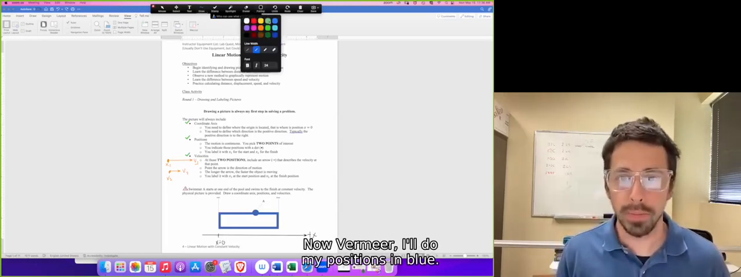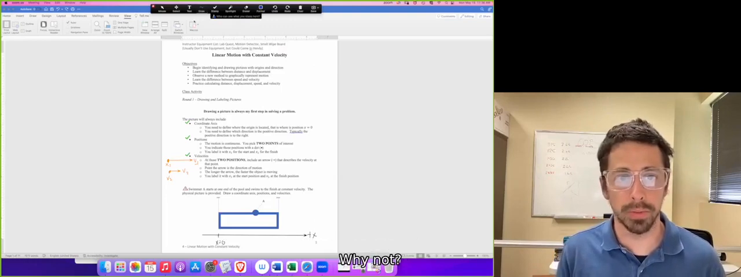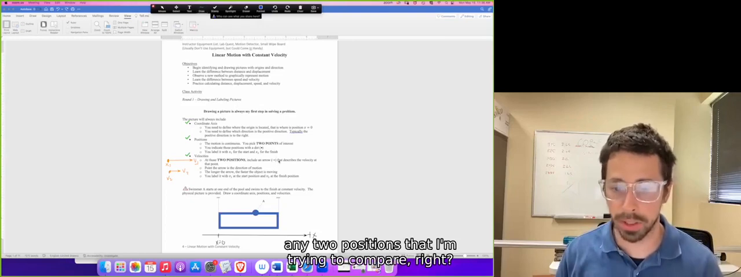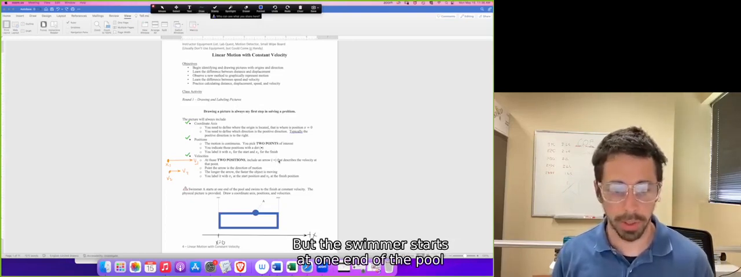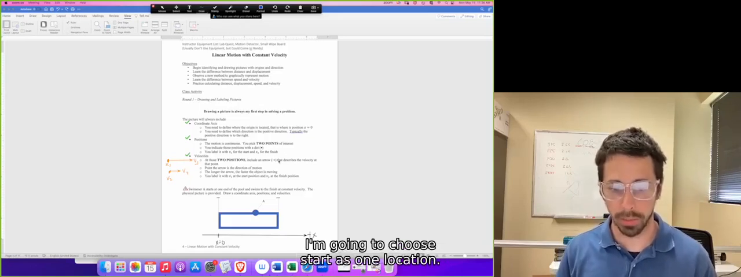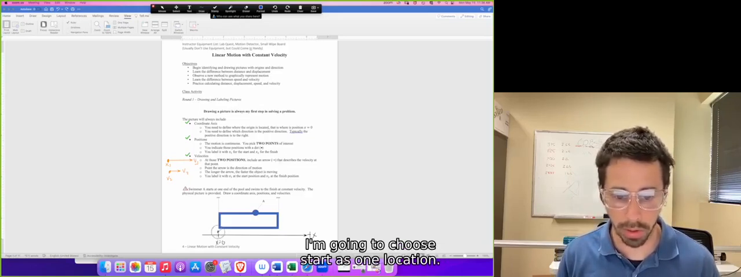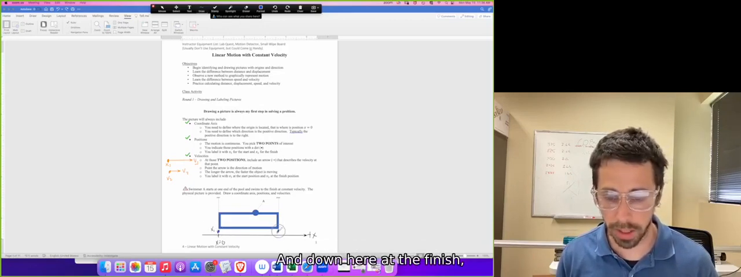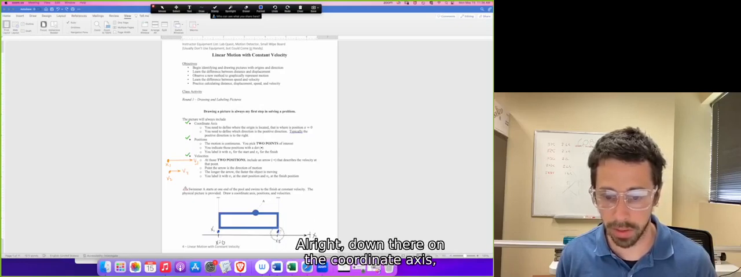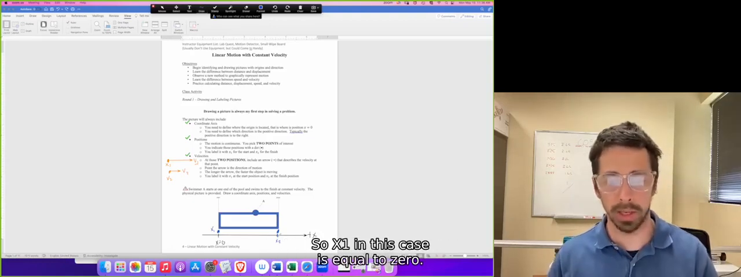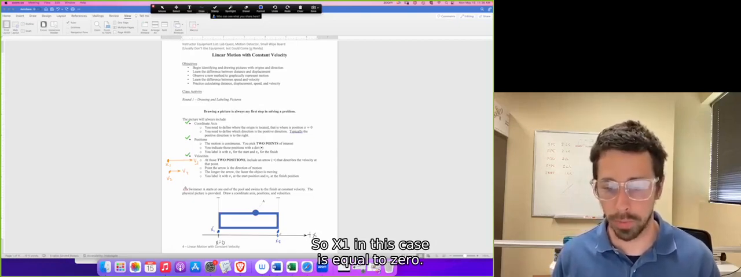Now from here, I'll do my positions in blue. I could choose any two positions that I'm trying to compare, but the swimmer starts at one end of the pool and swims to the finish. So in this case, I'm going to choose the start as one location, and I'll call it x1. Down here at the finish, I'll call this x2. I'll write it down there on the coordinate axis. I could have written x1 on the coordinate axis, but that's right at the origin, so x1 in this case is equal to 0.